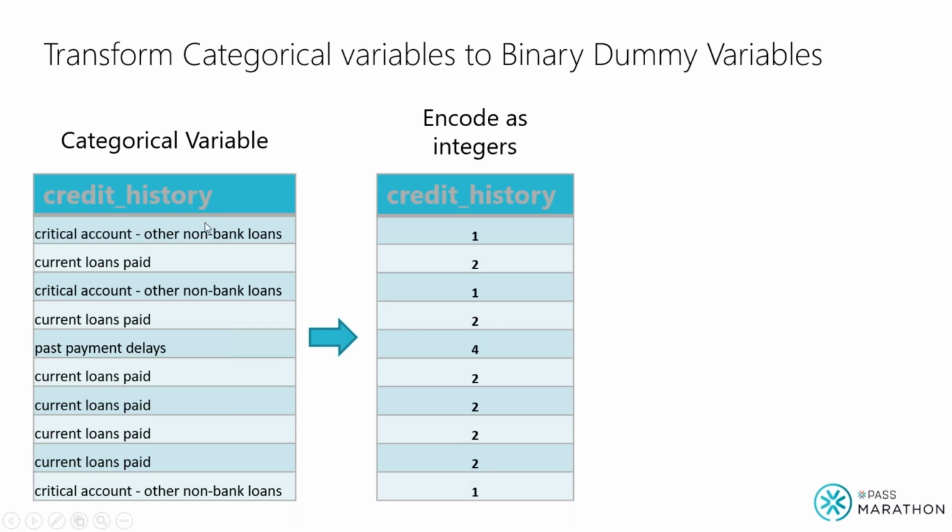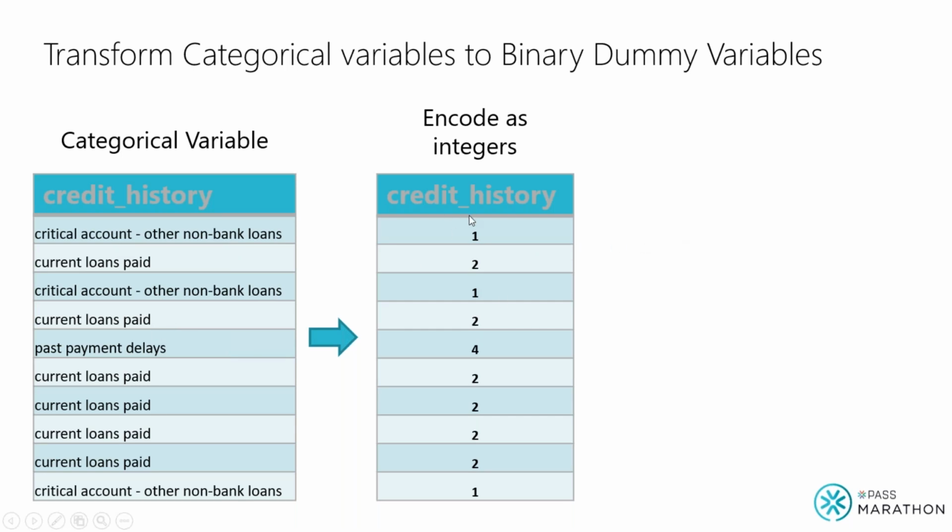First, we need to find the number of unique values in this column. For example, the first one is credit account, other non-bank loans. The second one is current loan paid. Likewise, there are 4 unique values in this column. We are going to use those 4 unique values for converting these into numeric. The first one is 1, and you can see the third record is the same as the first, which is why we see 1 for this and 2 for this. That's how it has been converted.